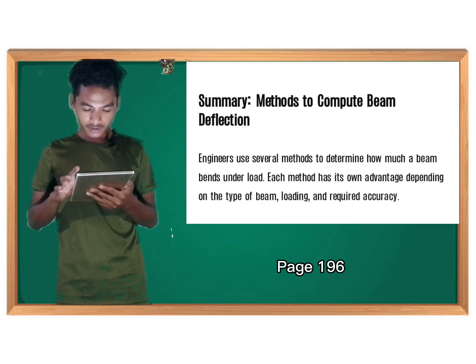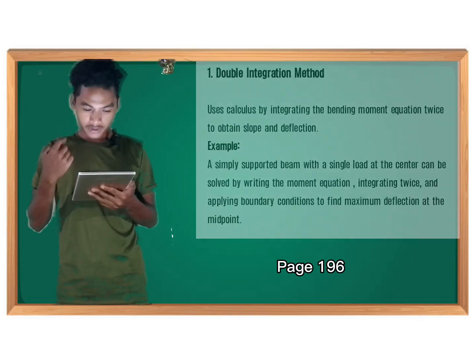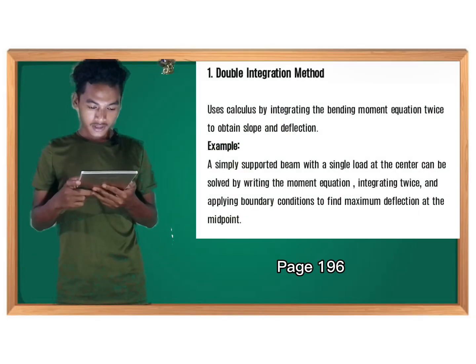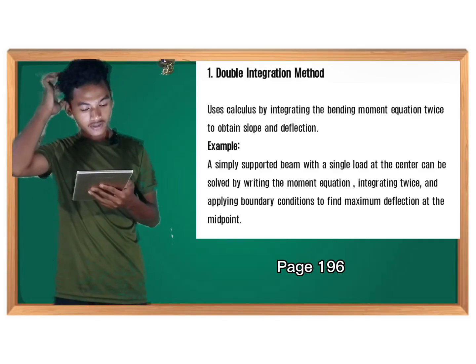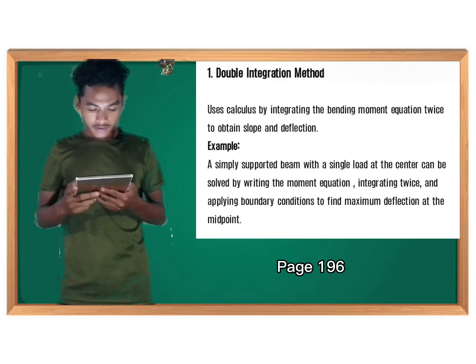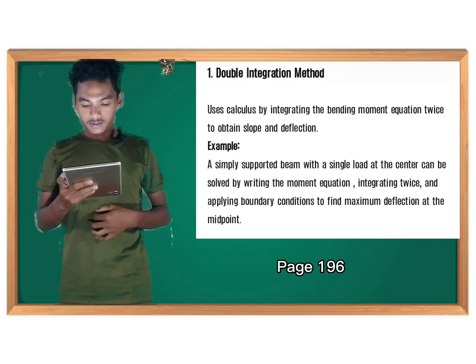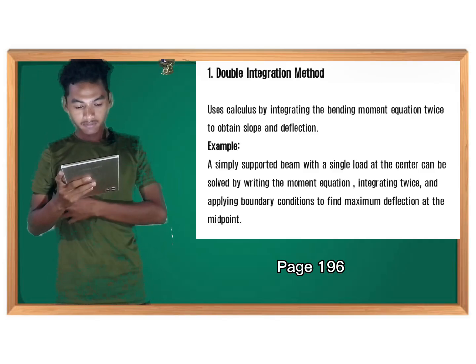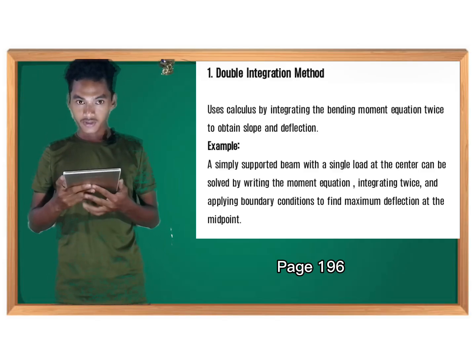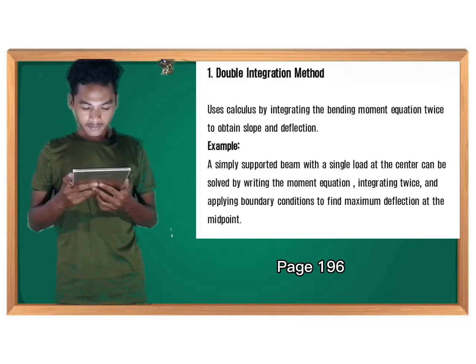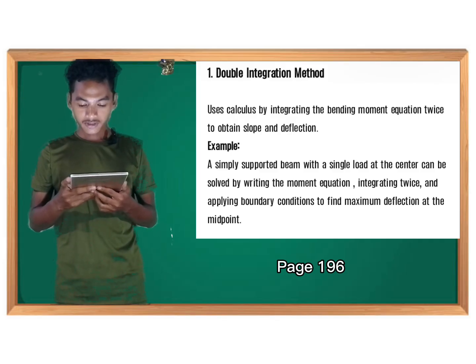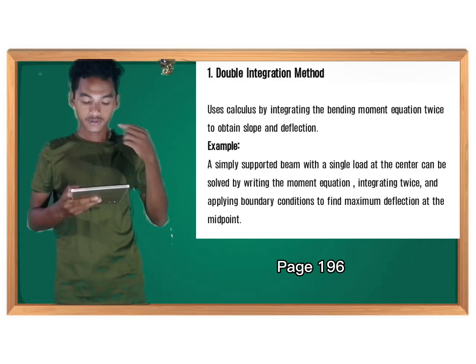required accuracy. Number one is the double integration method. It uses calculus by integrating the bending moment equation twice to obtain slope and deflection. For example, a simply supported beam with a single load at the center can be solved by writing the moment equation, integrating twice, and applying boundary conditions to find the maximum deflection at the midpoint.